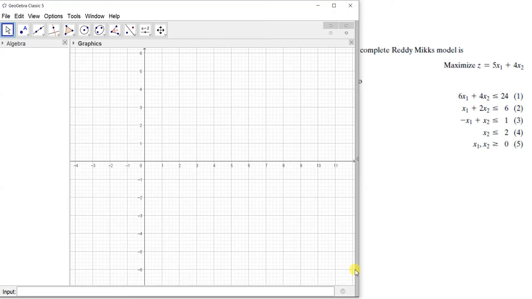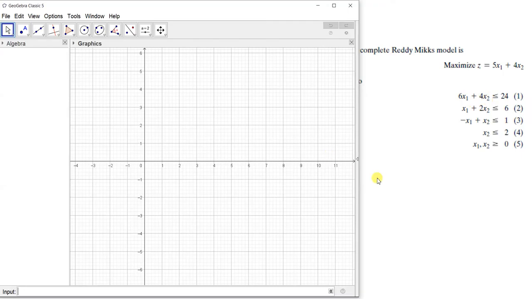Graphically with the help of GeoGebra. So for this I have a ready mix model in which we have to maximize this objective function 5x1 plus 4x2 subject to all the constraints given here. So let's see how it can be solved with the help of GeoGebra graphically. First of all, we have to write all the constraints. For convenience, I'm taking x1 as x and x2 as y.